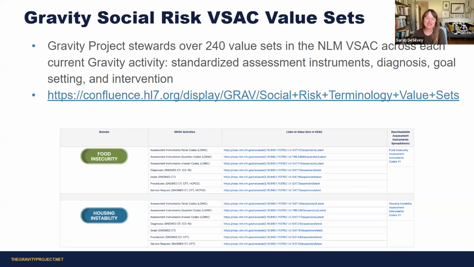So at present, Gravity stewards over 240 value sets in the National Library of Medicine Value Set Authority Center across all of our activities, not just assessment instruments. We have standardized assessment instruments, diagnoses, goals, and interventions, right? All of those, again, are encoded in the standards that Polina was talking about. So the assessment instruments are one component of the NCQA measure or any CMS measure or those CMS guidance. The interventions are another. Our value sets support both.